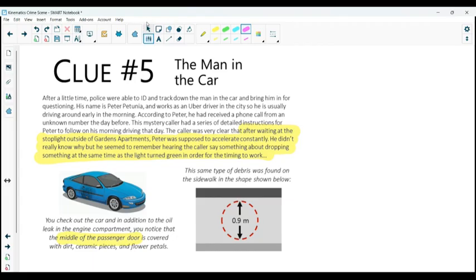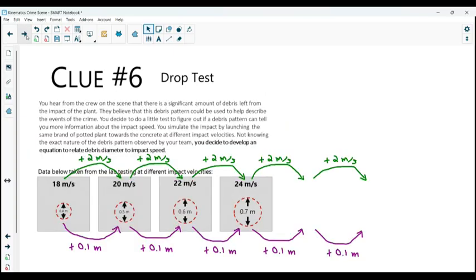Clue number five has some important stuff which I've already highlighted. The key thing is we know that the car is at rest at the stoplight. We know the car is accelerating constantly. And we know that when the car starts accelerating, that's the same instant when the plant is dropped. So the part where the car drives until it's in the middle of blocking the view of the potted plant, that time is the same amount of time as the potted plant dropping. Okay, so that tells us that those two times are equal.